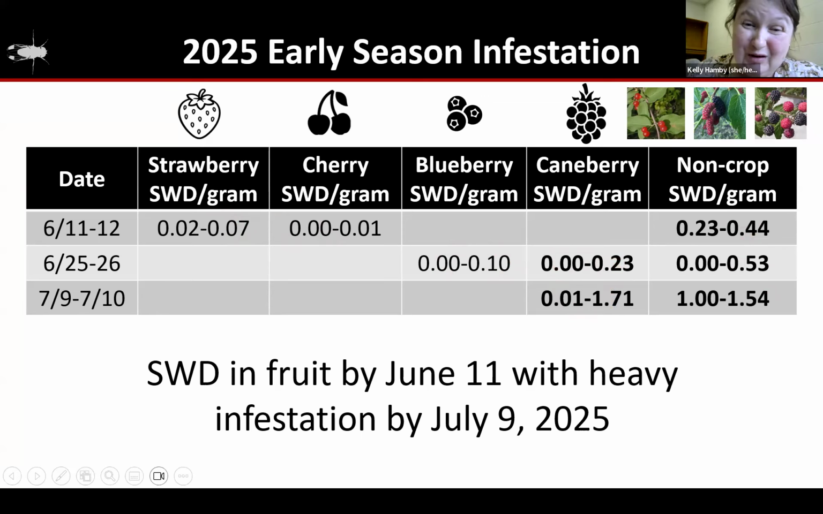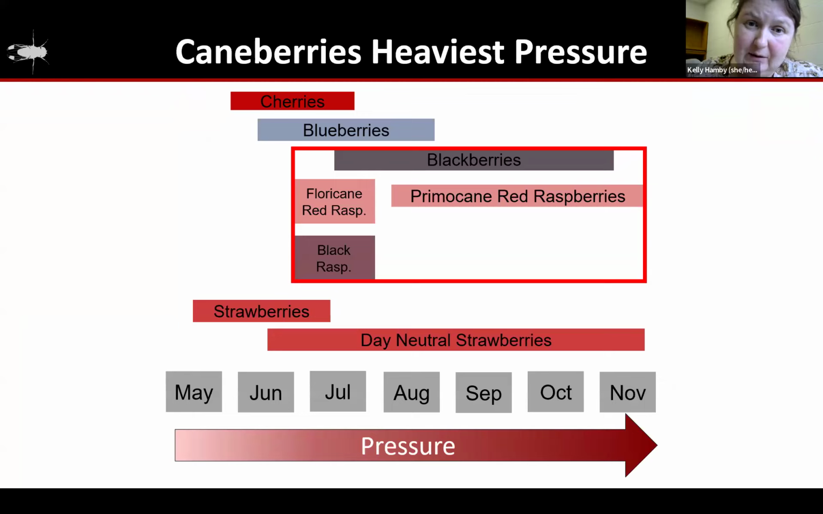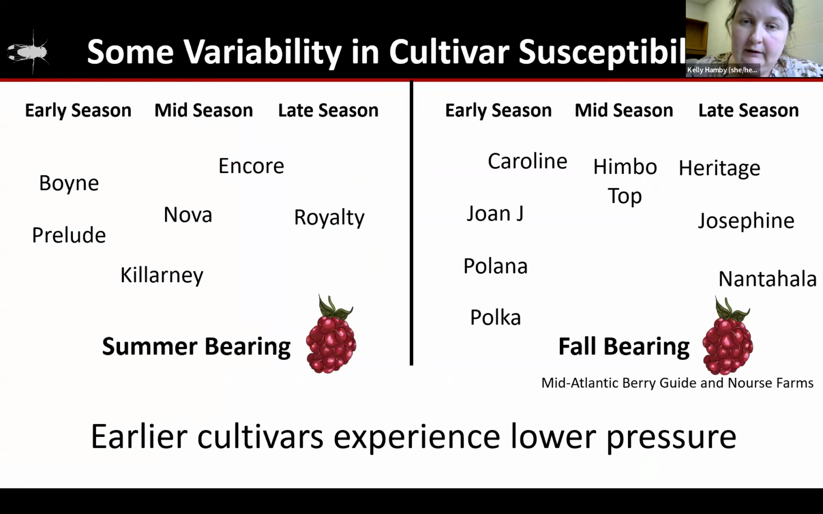And this is in part because they really, really are attracted to caneberries. They like caneberries, blackberries, raspberries, and red raspberries and black raspberries. So if you are growing caneberries, you are going to be experiencing the heaviest spotted wing Drosophila pressure. And it's a combination of the timing of their fruiting and their attractiveness as hosts to spotted wing Drosophila. Despite that, still earlier cultivars are going to experience lower pressure. It only gets worse as the population builds and the season progresses. So summer-bearing caneberries tend to have less pressure than fall-bearing caneberries and be a little bit easier to be on top of than the fall-bearing caneberries.